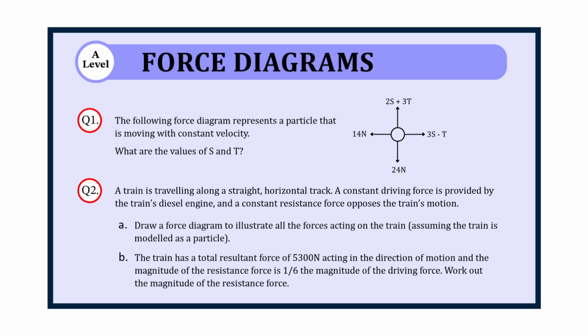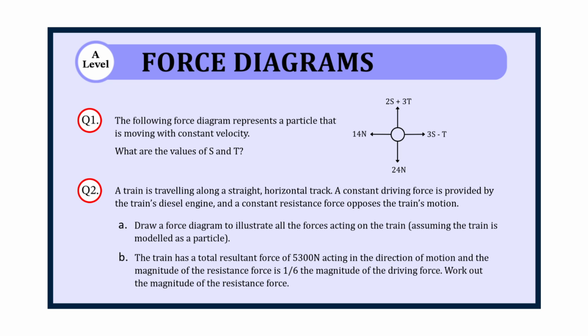And the second question states that a train is travelling along a straight horizontal track. A constant driving force is provided by the train's diesel engine, and a constant resistance force opposes the train's motion. Part A asks us to draw a force diagram to illustrate all the forces acting on the train, assuming the train is modelled as a particle.